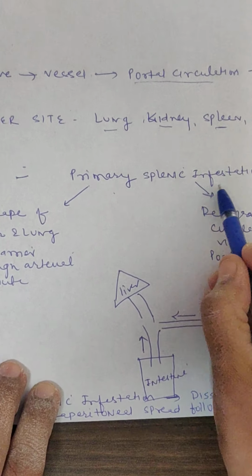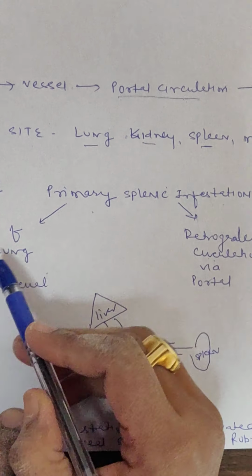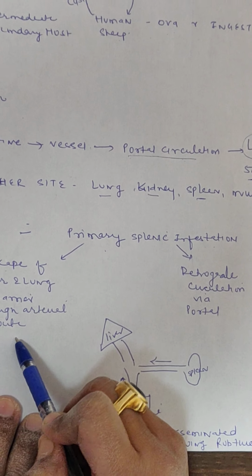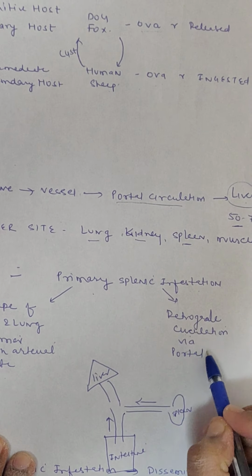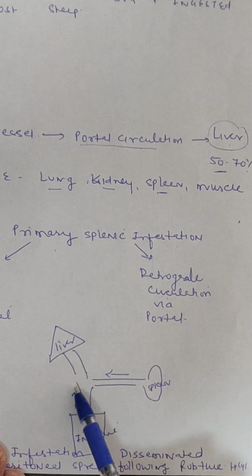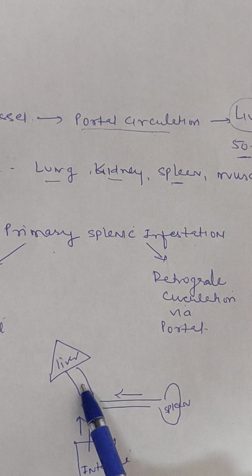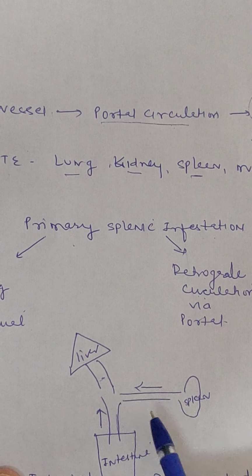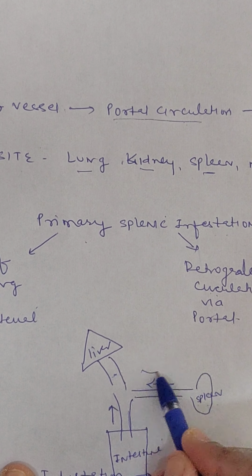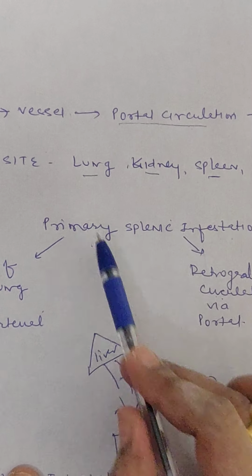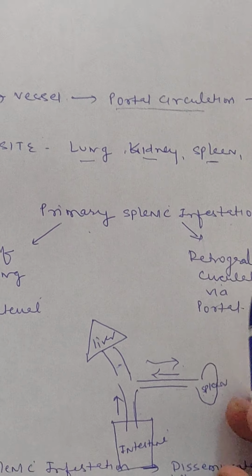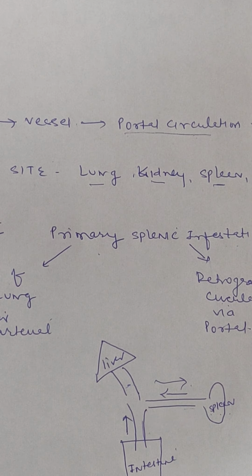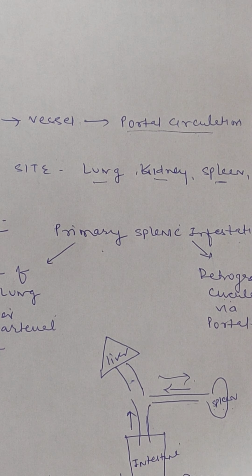So primary splenic infestation can occur either via escape of the liver-lung barrier through the arterial route, or through retrograde portal circulation. This is the portal vein, made by the splenic and the mesenteric vessels. If it has to reach the spleen, there should be retrograde circulation. So the splenic site is the least common. The other source of splenic infestation is disseminated intraperitoneal spread.